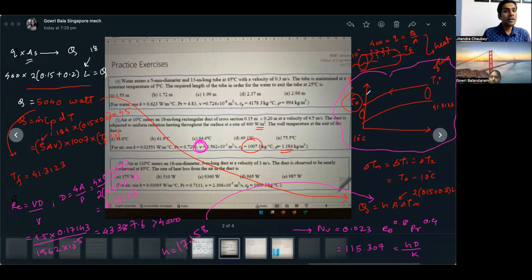Because whenever there is a constant heat flux, there will be only two kinds of diagram. Either it will go upward, one fluid will go upward.